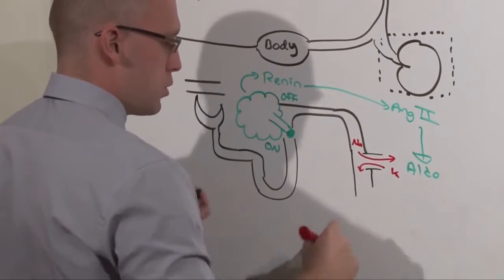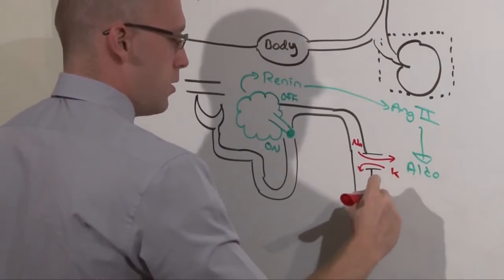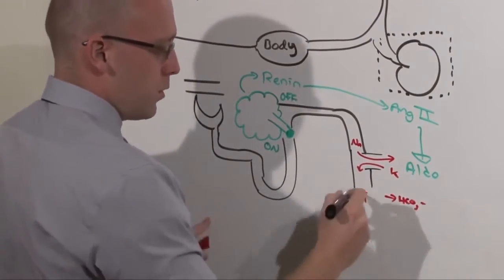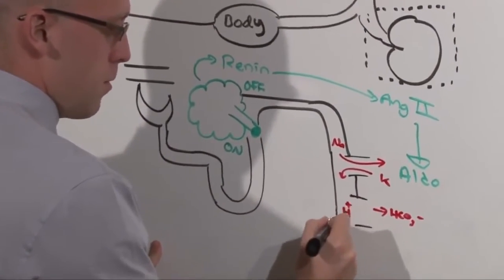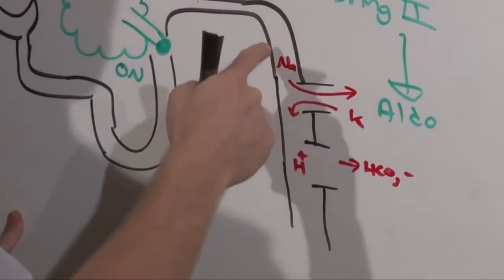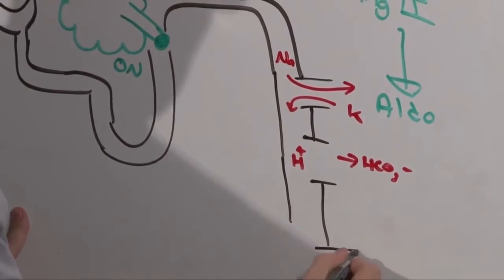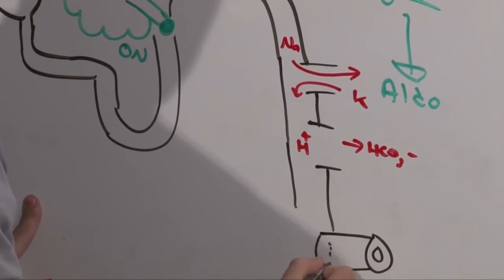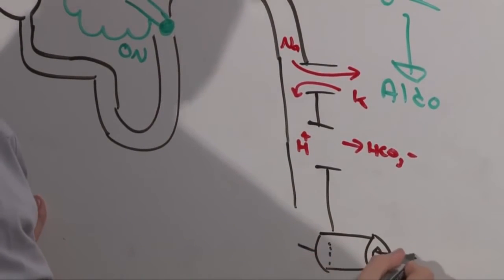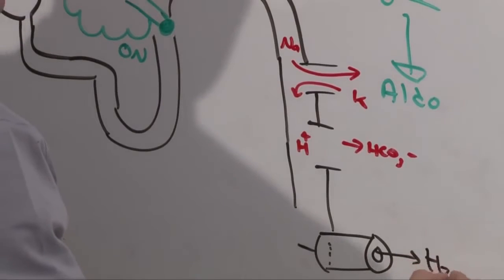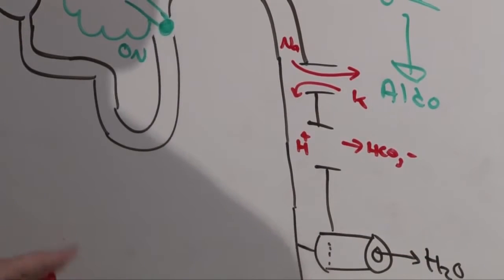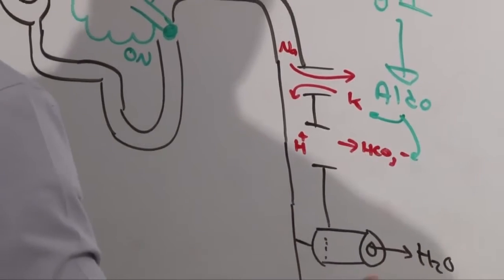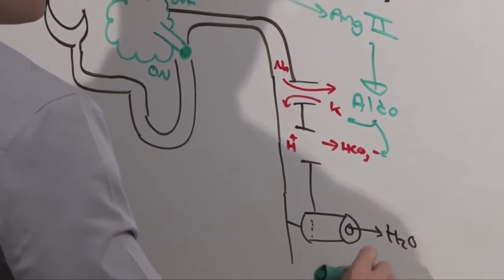Aldosterone also happens to lose hydrogen ion and reabsorb bicarb. Not very relevant for our purposes in this discussion. And the reason why it absorbs sodium is so that aquaporin channels can do their job and reabsorb water, because water follows salt. This is the action of aldosterone. This is the action of antidiuretic hormone.